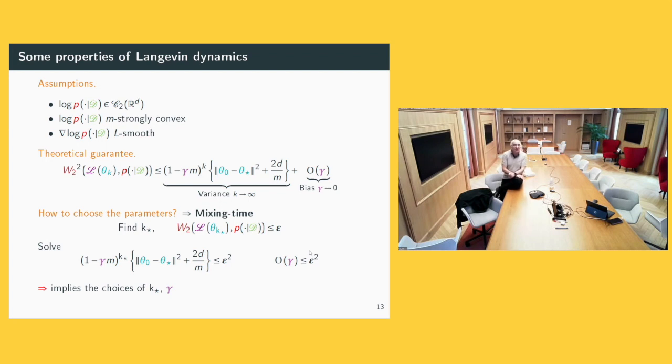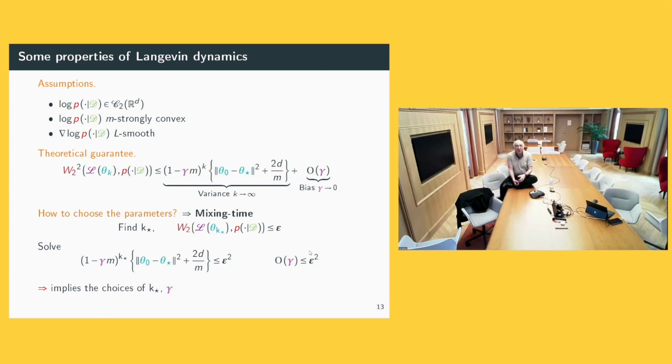If you start with very simple assumptions, some regularity conditions, that the posterior distribution is C2, strongly convex, and L-smooth, then when you compute the Wasserstein distance between the law of theta_k and the posterior distribution, there are basically two terms. The first term is the way you forget the initial condition, which is (1 - gamma m) to the power k, k being the number of iterations. Then you have some dependence on the dimension appearing in the norm of theta_0 minus theta_star, and 2d over m is the expectation of the norm of the Gaussian variable that you draw.